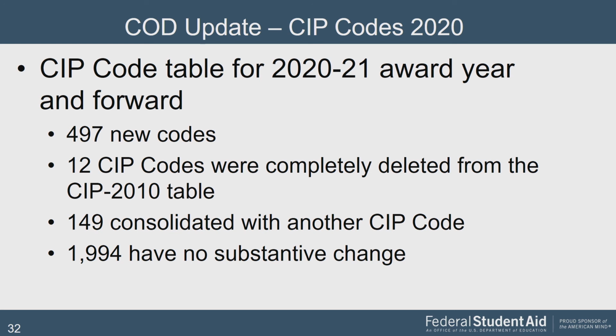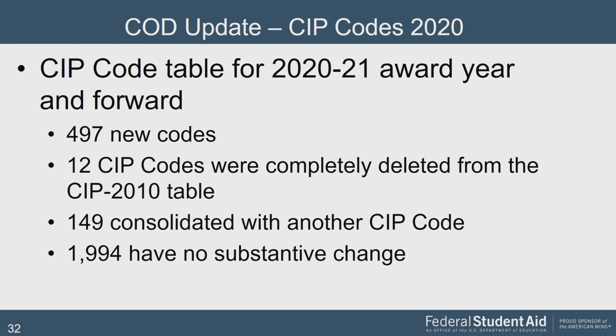So there's no need to panic, because you probably don't have anyone at your institution that you're currently using one of those 12 CIP codes for. There are 497 new codes. There are 149 that were consolidated with another CIP code because people weren't really using the one and they were heavily using the other one, and this analysis is done before they put out the new table. But please keep in mind that almost 2,000 of the CIP codes have absolutely no changes at all, and those are the ones that most of you are using. So hopefully this will be rather seamless.